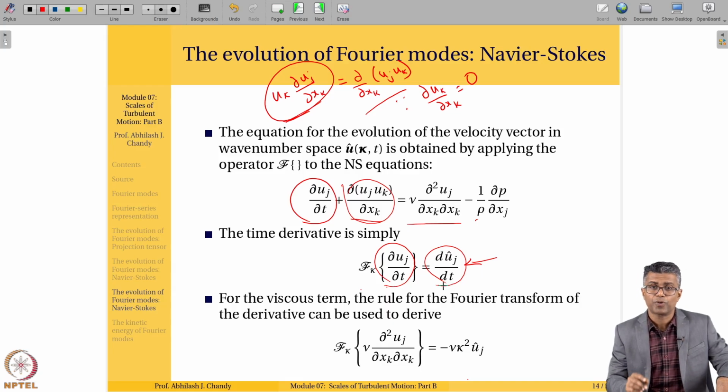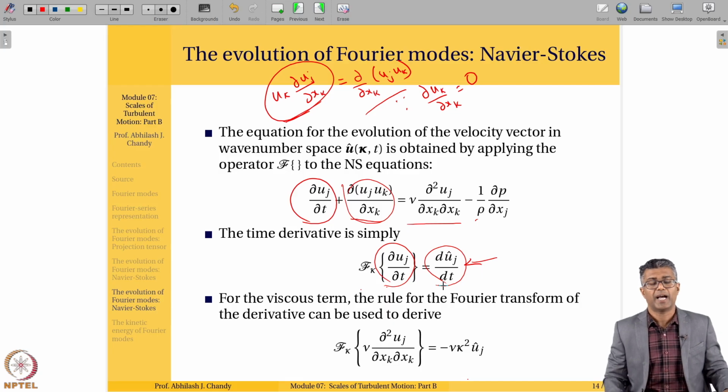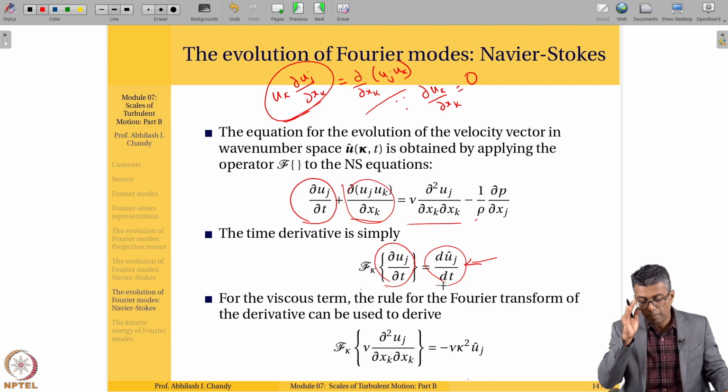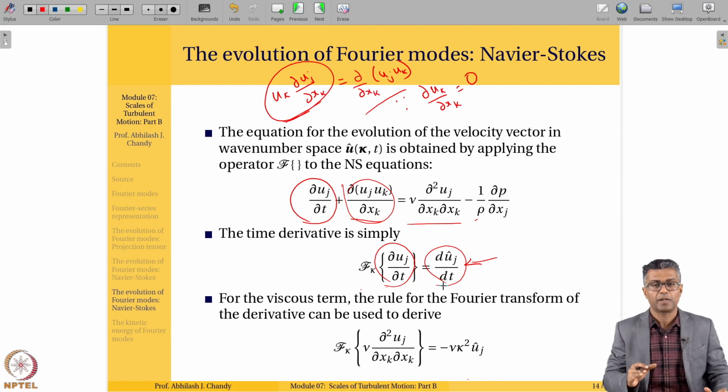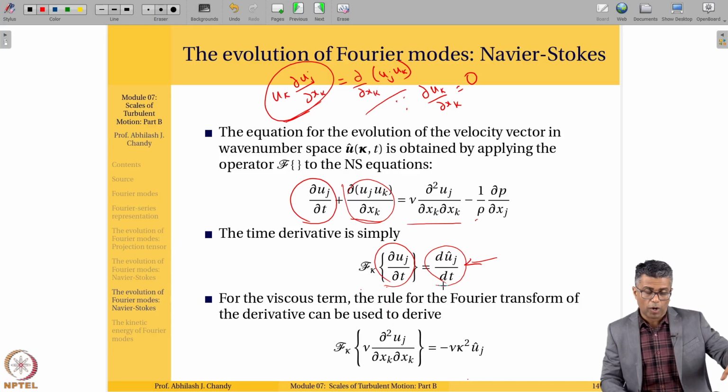So already you have seen that we are going to be converting a partial differential equation into an ordinary differential equation because we are now writing the time derivative as d/dt of uj hat. Obviously, we have to look at the other terms as well, but this is sort of the starting point. So that's one term. Now let's take the easy terms first.